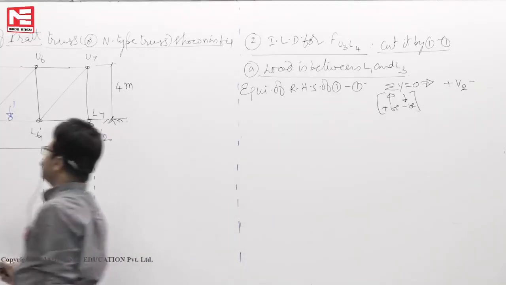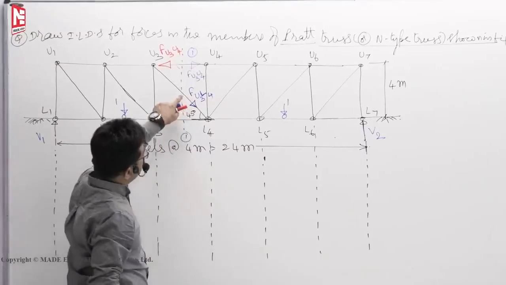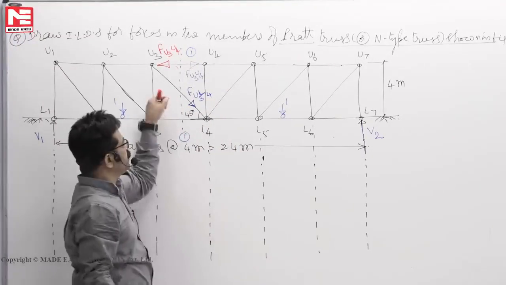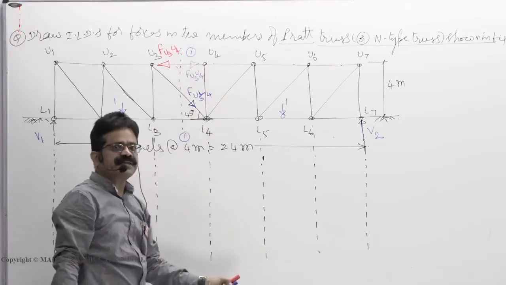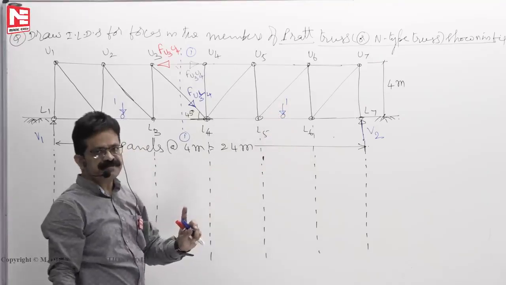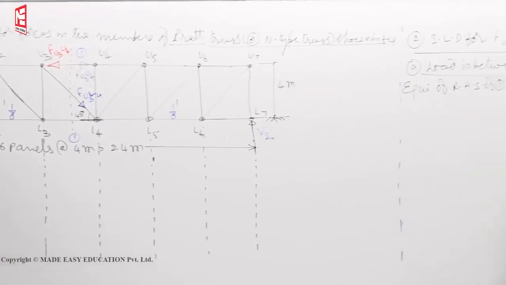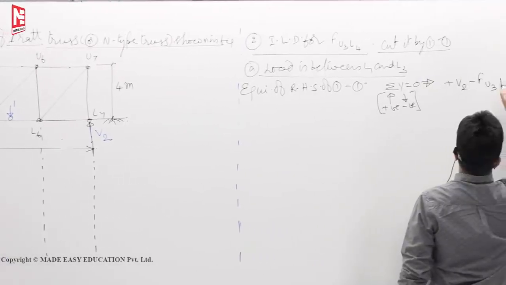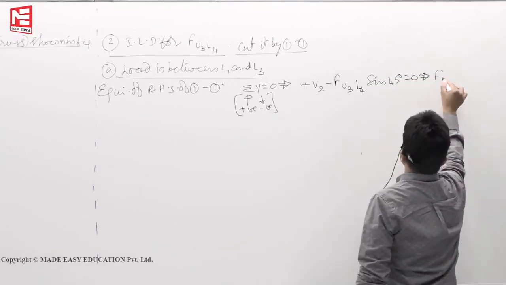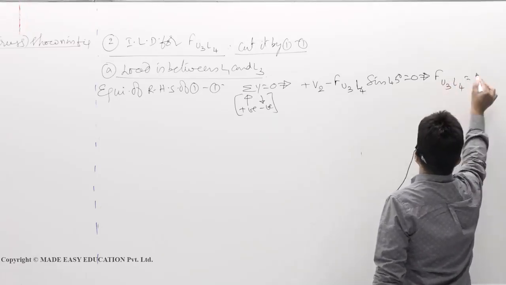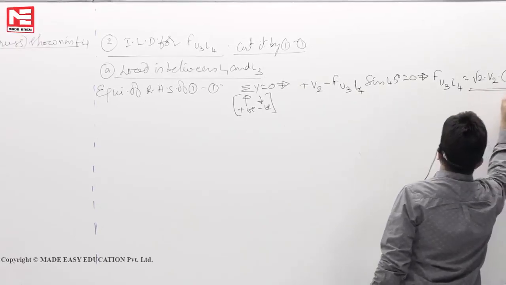minus, coming to this one, see here, this angle is 45 degrees. F U3 L4 is acting downward but not vertically downward, inclinedly downward. So whose vertical component, F U3 L4 sin 45, is acting vertically down. This is up. They should balance each other. So this is plus V2 minus F U3 L4 sin 45 must be equal to 0. So from this you will get F U3 L4 is equal to V2 by sin 45, means root 2 times V2. Arrow mark is towards the joint, so compression.